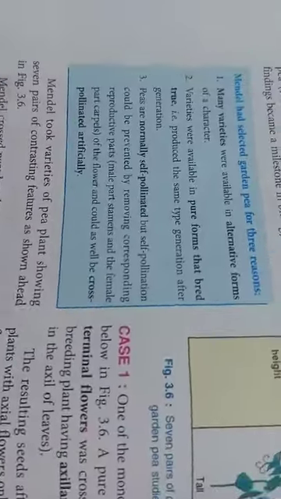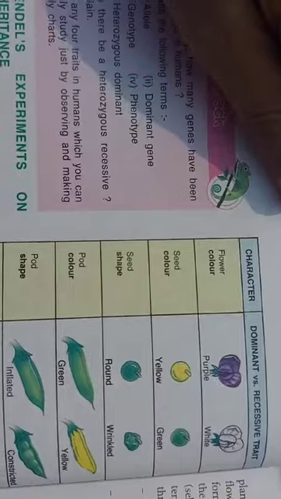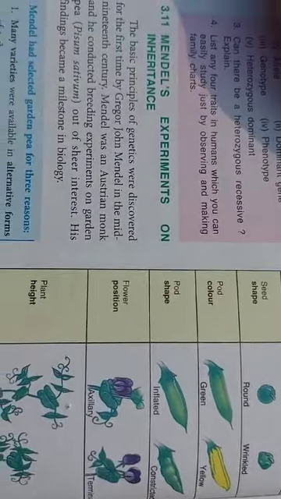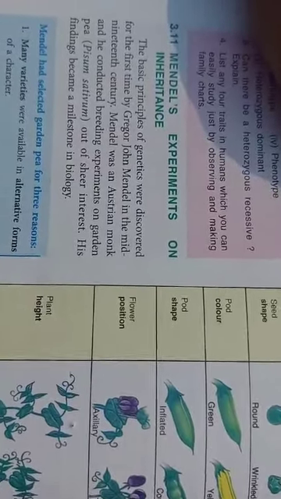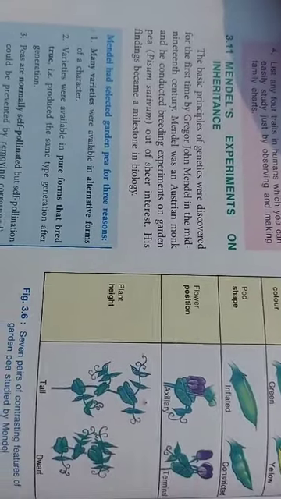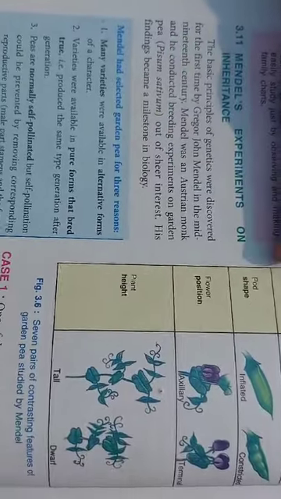Mendel took varieties of pea and showed the monohybrid cross and dihybrid cross. He had taken 7 characters, which are shown here: flower color, where one will be dominant and the other recessive, seed color, seed shape, pod color, pod shape, flower position and plant height. These are all the characters which Mendel has taken.